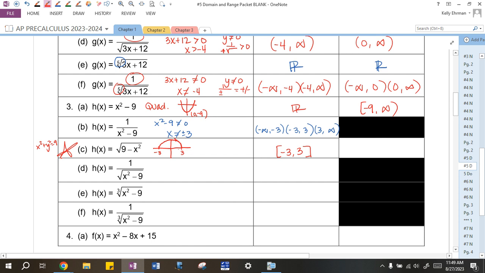If you're looking at that graph, it's super easy to do domain and range. The domain goes from -3 to 3, and the range, the lowest y value is 0, and the highest y value is 3.